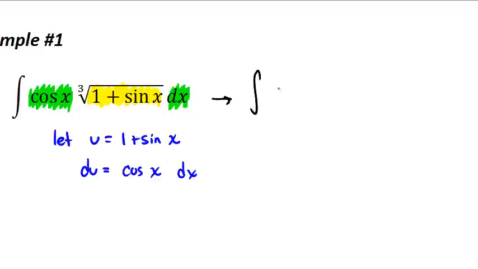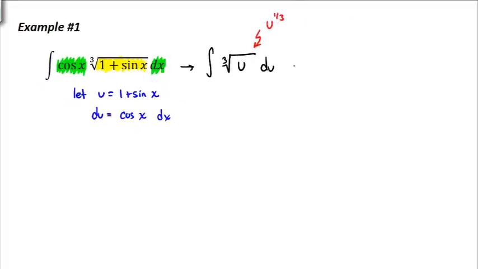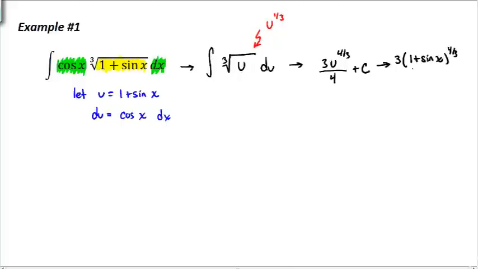We have the antiderivative of the cube root of u du. Remember, cube root of u is just u to the 1/3. So we can go ahead and take our antiderivative in terms of u. That'd be 3u to the 4/3 over 4 plus our constant. And then let's make sure we put it back in terms of x. So we'd have 3 times the quantity of 1 plus sine x to the 4/3 over 4 plus our constant of integration.